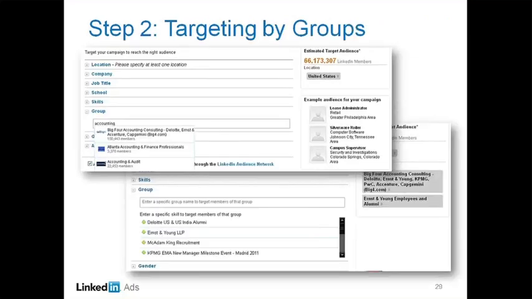So targeting by groups. This is actually one of my favorite ways to target on LinkedIn. LinkedIn members join groups based on interests, skills, and expertise. Over 80% of our members belong to at least one group, and out of those, at least 50% are very engaged in groups. So what that means is they're actively commenting within the groups, participating in discussions, etc. What that means for you and for your ads is you have engaged users constantly seeing your ads.